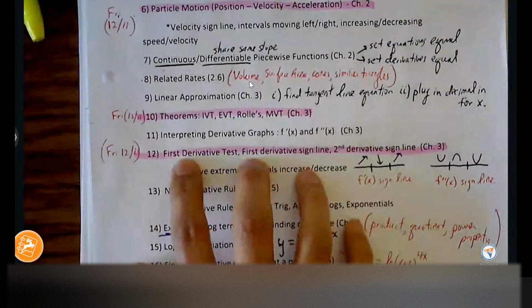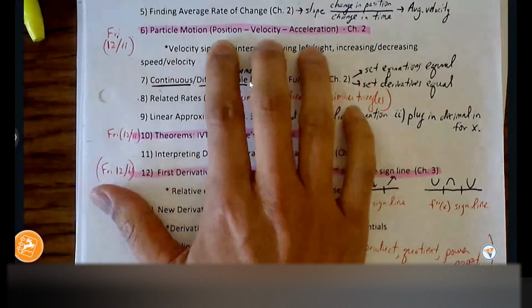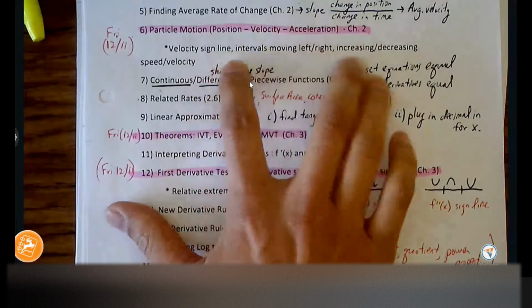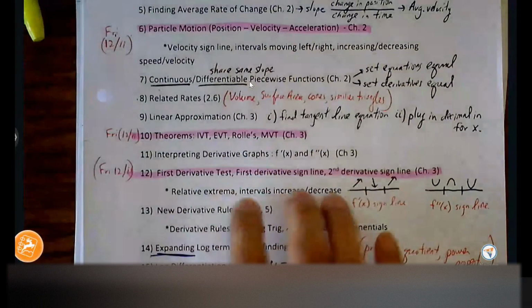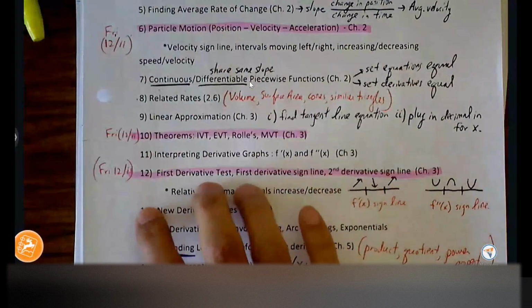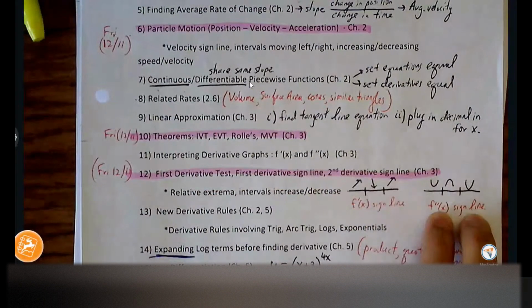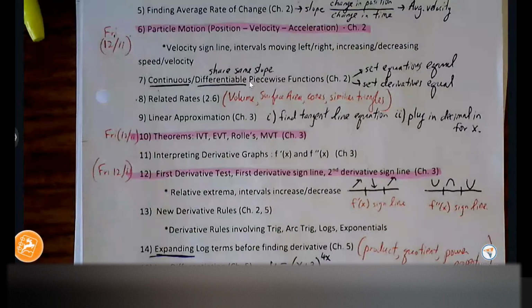Next up, we'll do a particle motion problem, just practicing from position, finding velocity, finding acceleration, creating sign lines, determining increase, decrease, speed, and velocity. And then we'll do a problem where we have to work our way down to the second derivative function and determine intervals of concave up, concave down. Okay, so those are our concepts for today.